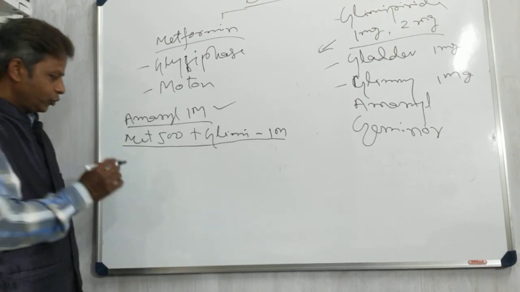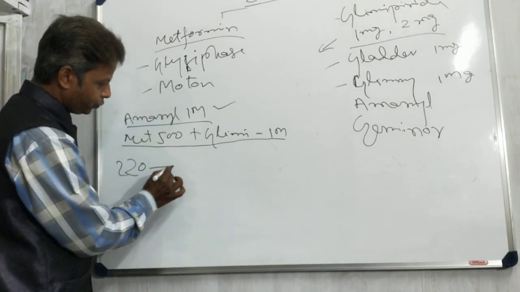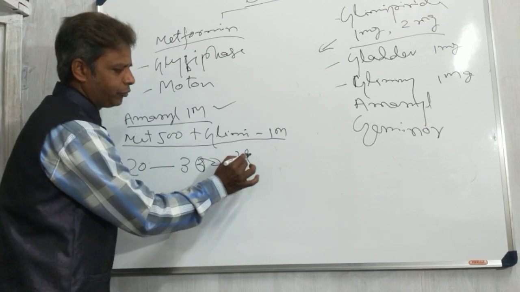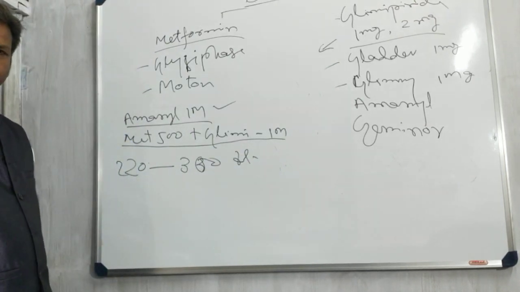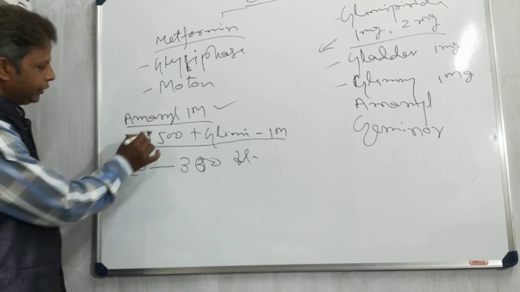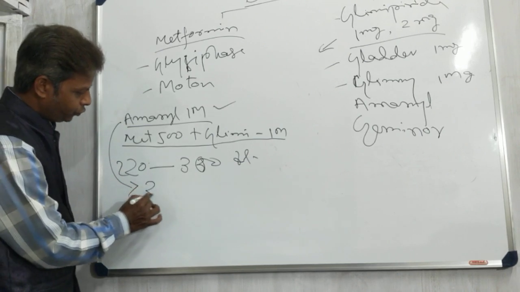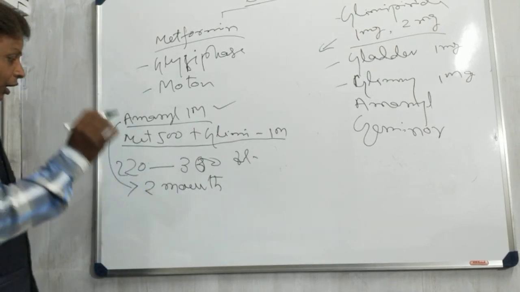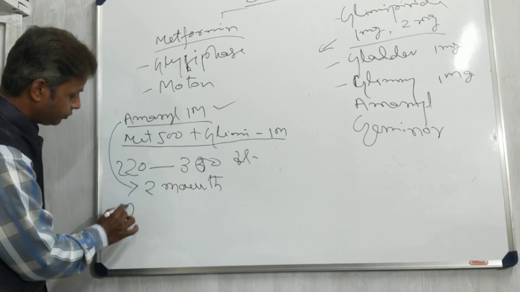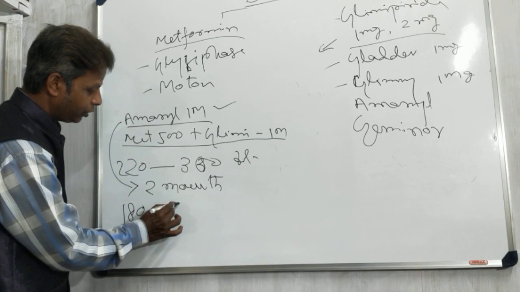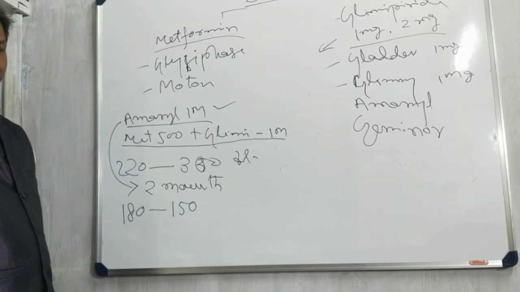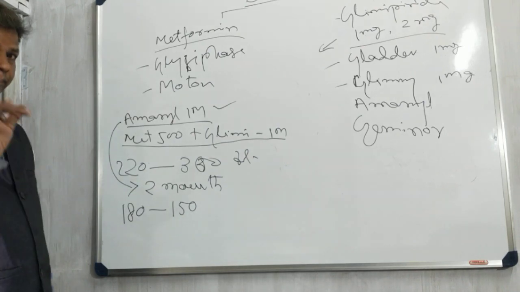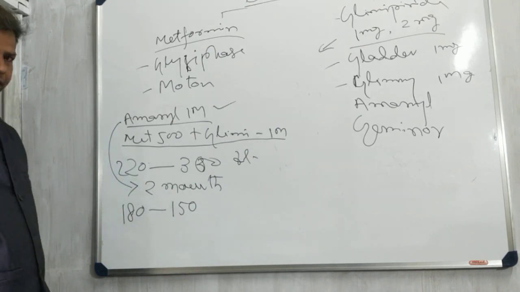If your blood sugar is above 220 to 300 approx per deciliter, okay, then take these medicines for 2 months. Your blood sugar will come down to approximately 180 to 150 within 2 months, if you take it one time daily.